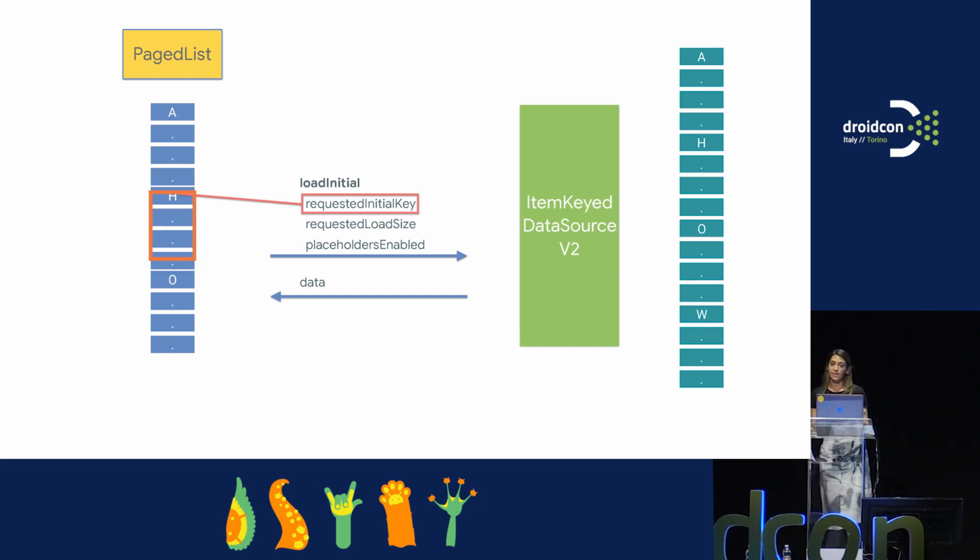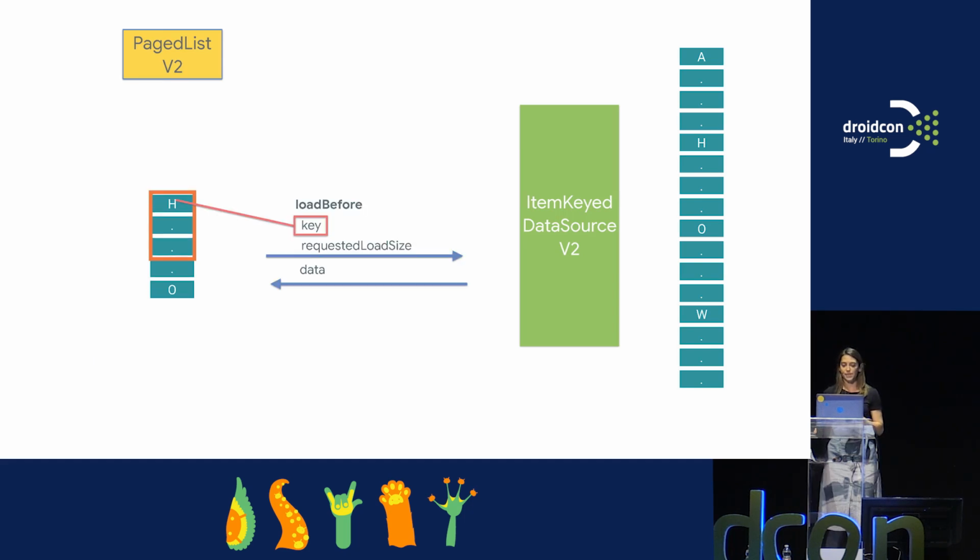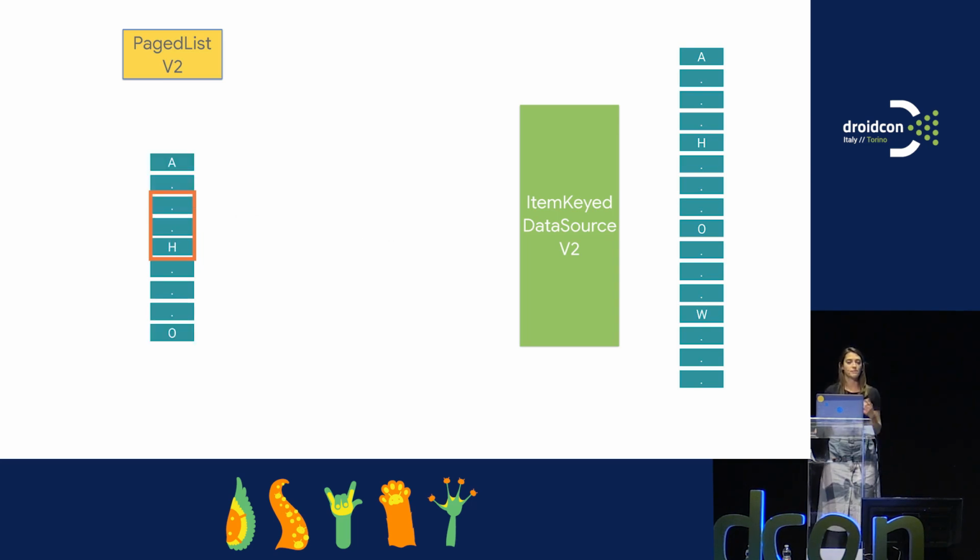If the data is invalidated, here's what happens. We're loading initial with the requested initial key because we know what's the item displayed. And then we just get that data and we display it. If we're trying to scroll up, because we have the key, then the load before method is going to be called with that key being passed. And then the items before the ones displayed are retrieved and then set to the page list.